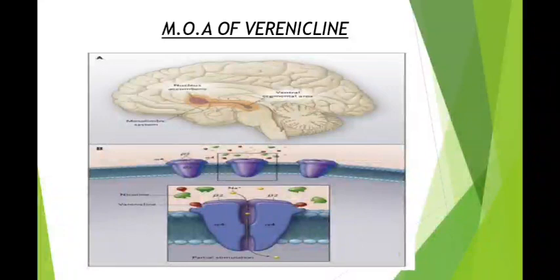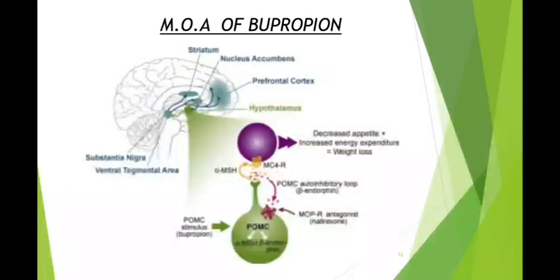Now, what is the mechanism of action of varenicline? Varenicline acts on the nucleus accumbens, ventral tegmental area, and the mesolimbic system, and it blocks the receptors through which sodium influx happens. So when we block the beta receptors, this transport will be stopped, and it works by this mechanism.